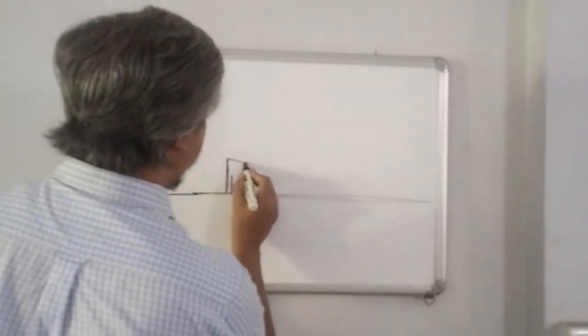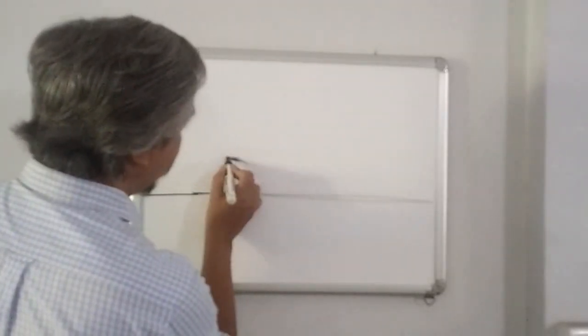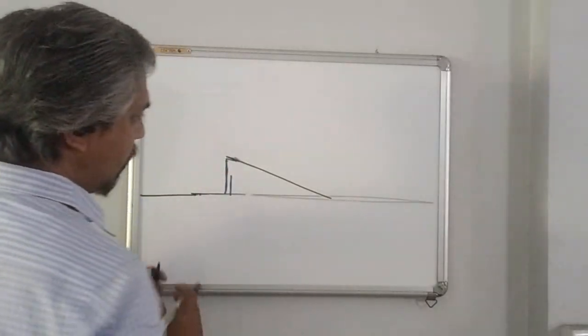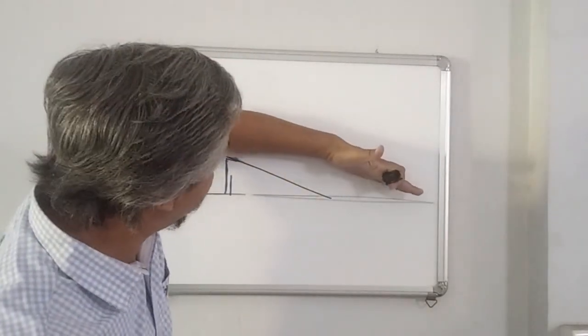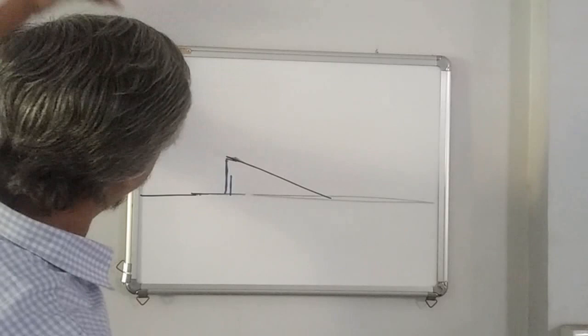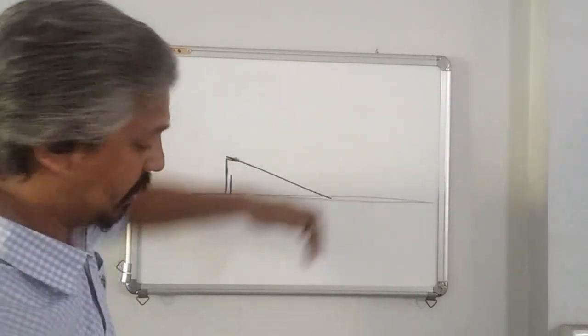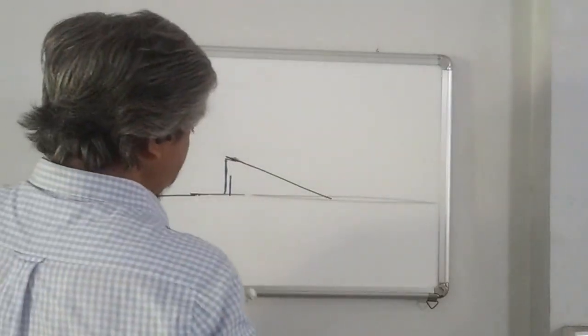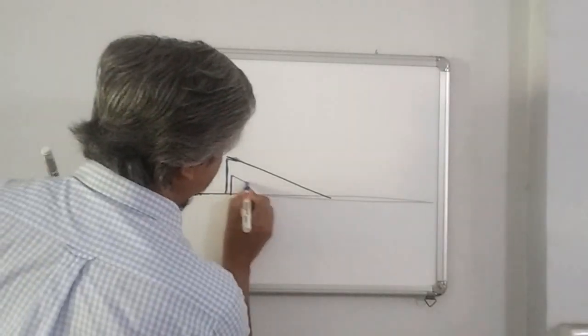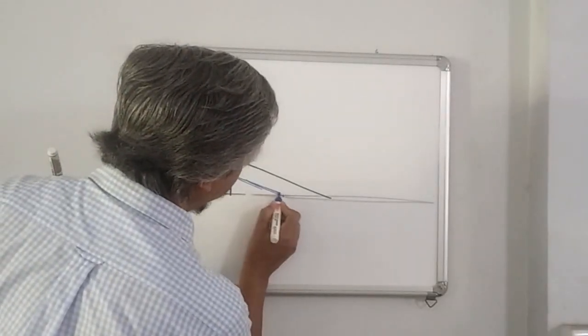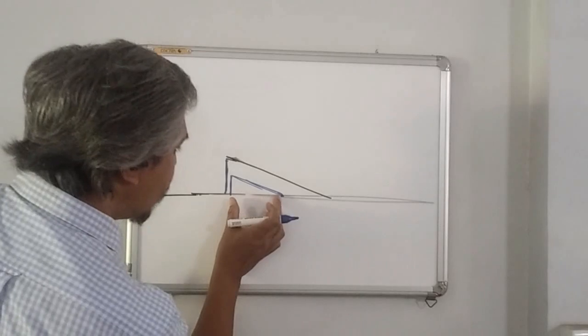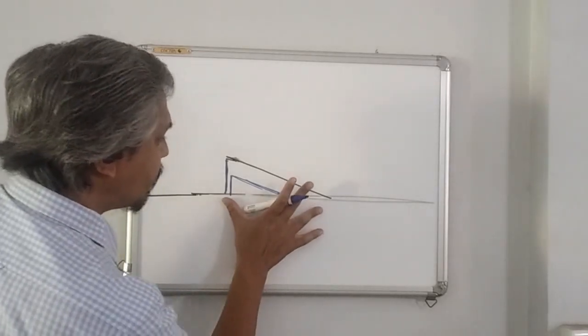then dad's shadow will be here. I hope you understand this. It was initially here, but the sun has risen. The shadow comes here. For the sun, the shadow is here. Again, this and this.